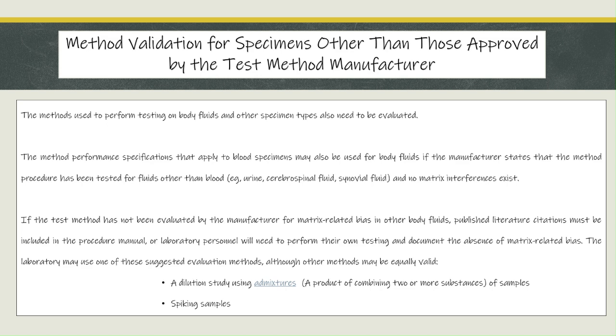The laboratory may use one of these suggested evaluation methods, although other methods may be equally valid. 1. A dilution study using admixtures, a product of combining two or more substances, of samples. 2. Spiking samples.